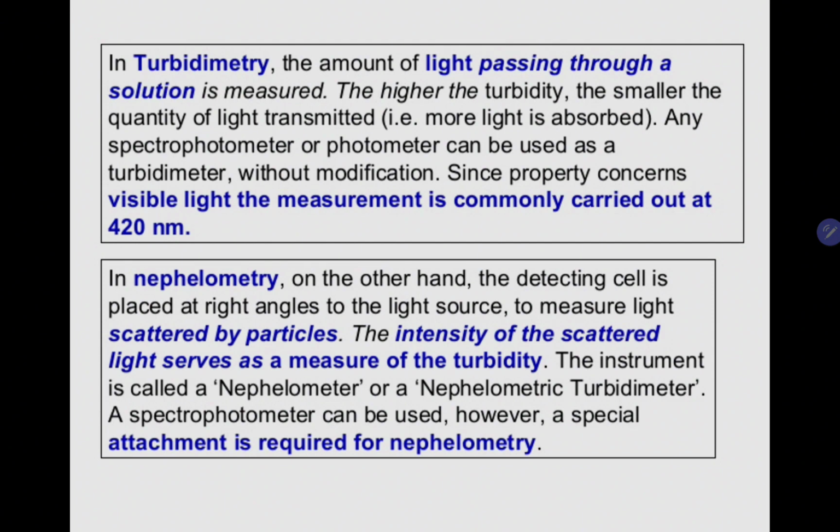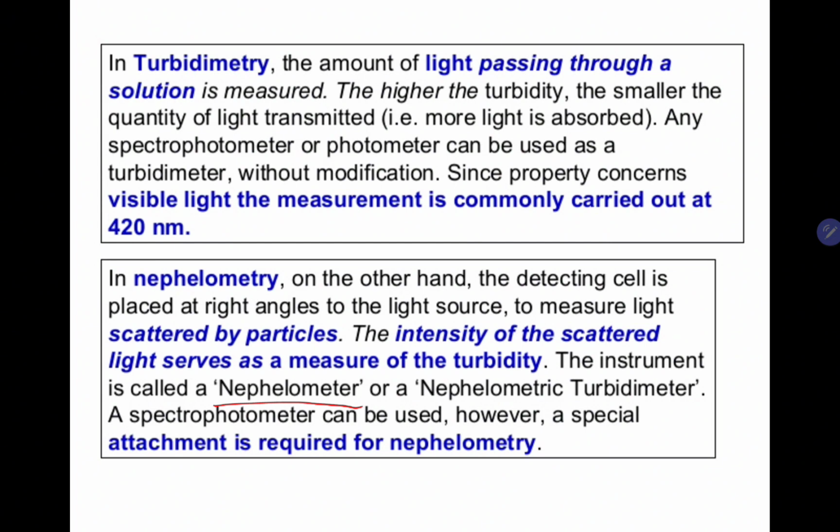In nephelometry, on the other hand, the detecting cell is placed at right angles to the light source to measure the light scattered by the particles. The intensity of the scattered light serves as a measure of the turbidity. The instrument is called a nephelometer or a nephelometric turbidimeter. That's why you can see in the diagram earlier, they are almost the same. But remember, in nephelometry, the light scattered is involved.